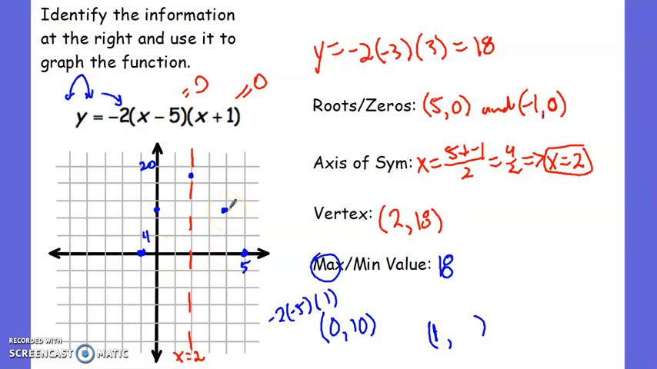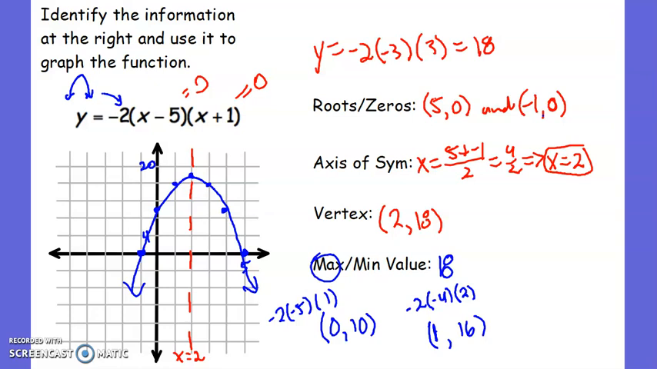And if I wanted to plug in 1, that's just going to be a negative 2 times, again, 1 minus 5 would be negative 4. 1 plus 1 would be 2. And we get positive 8, makes positive 16. So we'd have points here and here. If we graph our line really quickly here, we can get ourselves a decent looking parabola.